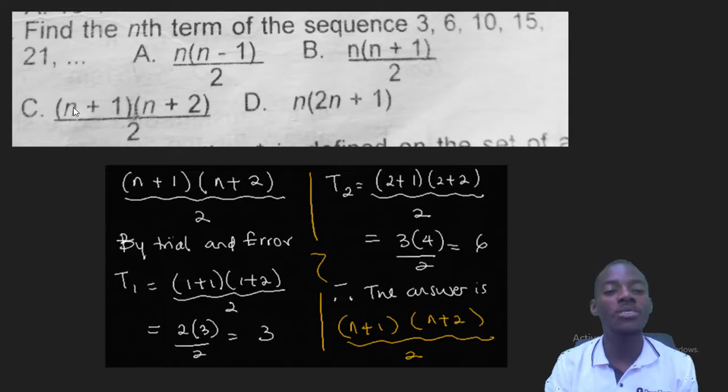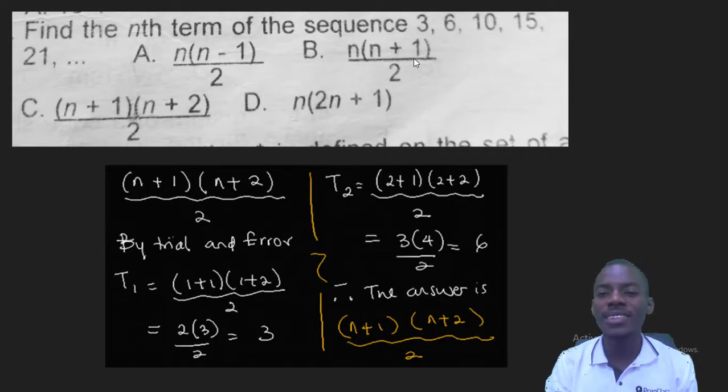Let's try the third one. If my first term is 1, 1 plus 1 is 2. 1 plus 2 is 3. 3 times 2 is 6. 6 divided by 2 is 3. That means this one is the answer. Let's try the last one. If my first term is 1, 2 times 1 is 2, plus 1 is 3, 3 times 1 is 3.